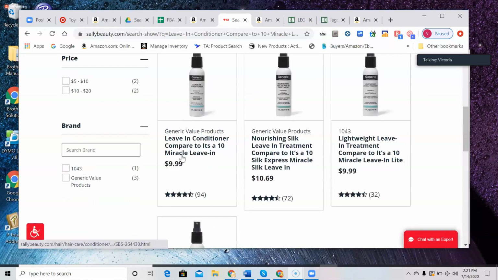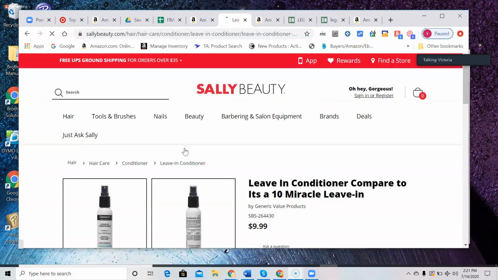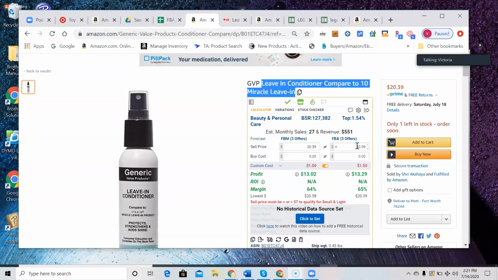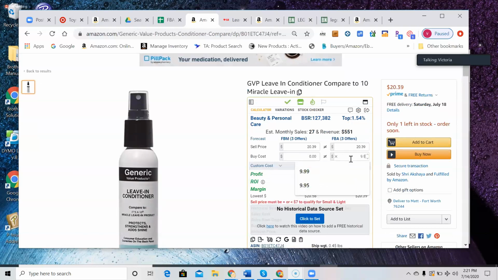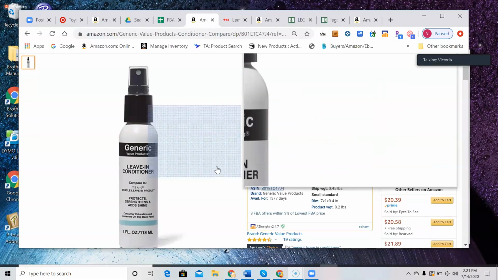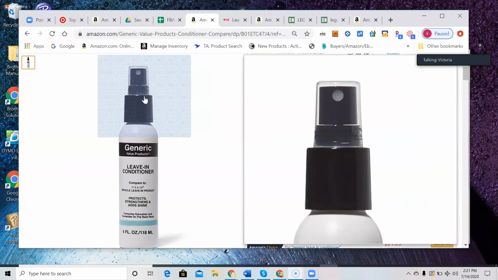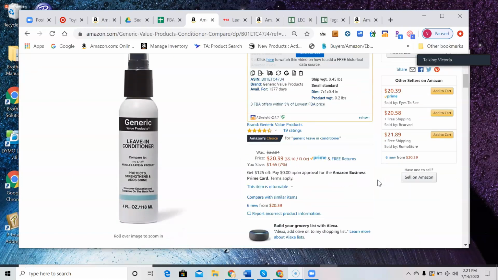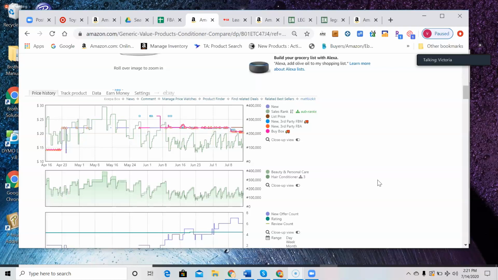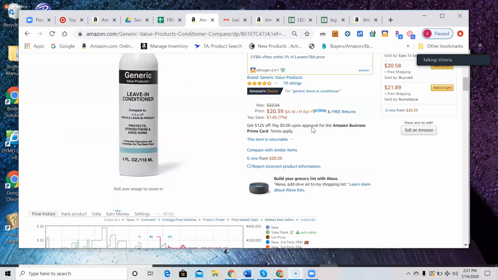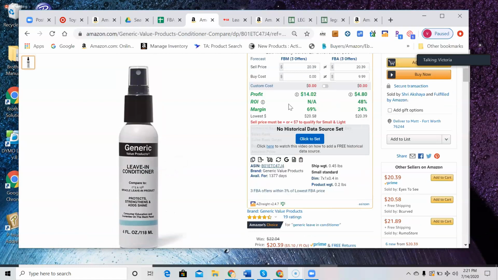So this leave-in conditioner for Miracle 10 is $9.99. Make sure that they have it in stock. Go back to Amazon. Selling here for $20.39. Now the thing about this is it's 4 ounces. It's going to be less weight, so less shipping to Amazon. It comes with a cap, so less prep, and it sells great. Very low seller count. There's only 6. I would probably buy 4 or 5 of these and test it out. See how it goes.